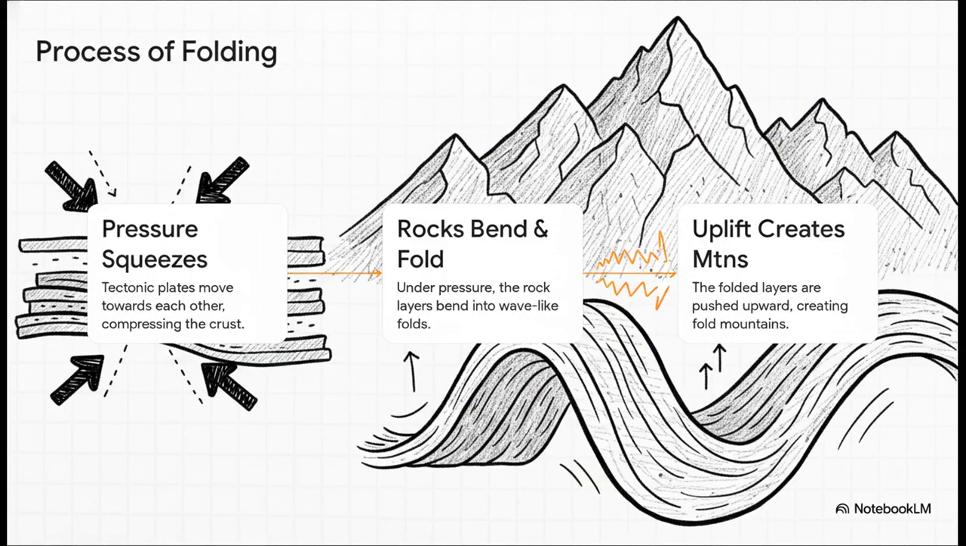And here's how that squeeze actually builds a mountain. First, you get all that pressure from the plates colliding, and it just squeezes these layers of rock. Now, you'd think the rock would just shatter, right? But deep down, with all that heat and pressure, it actually becomes kind of pliable. It bends. It creates these gigantic wave-like folds. And then there's nowhere for those folds to go but up. That's a process we call uplift, and boom, that's how you get a mountain range.